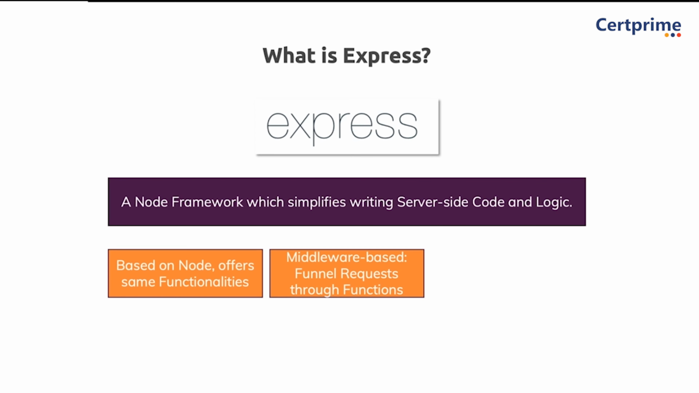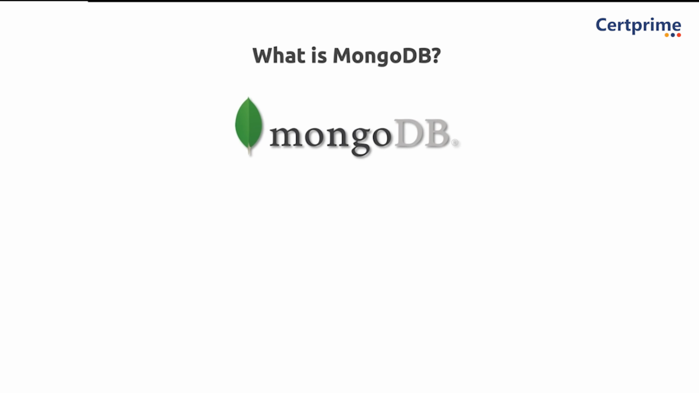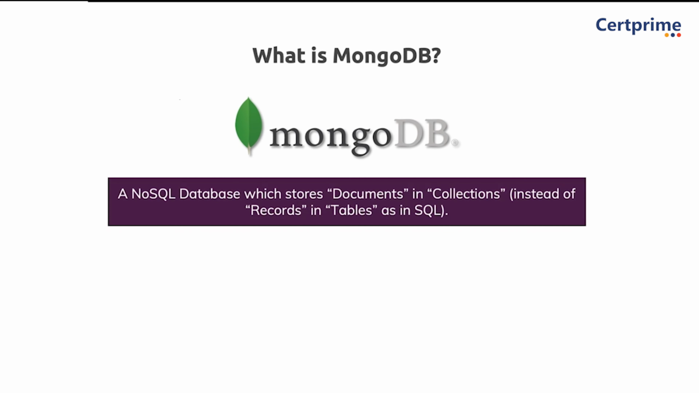with other features like routing, view rendering, and more, we got a lot of tools and clear rules that almost force us to write amazing and really well-working Node.js applications. So it really simplifies the usage of Node.js, and if you know PHP, it's a bit like what Laravel is for PHP, an amazing framework that simplifies the usage of the language. And that leaves us with MongoDB. What is MongoDB about? MongoDB is a NoSQL database engine which allows us to store documents in so-called collections instead of records in tables as we would have it in SQL.